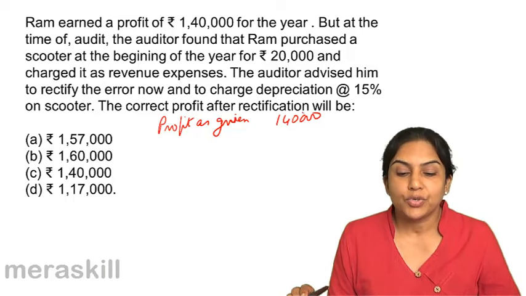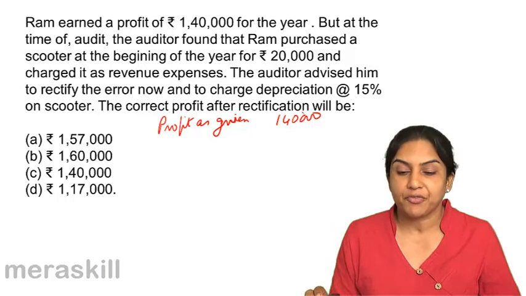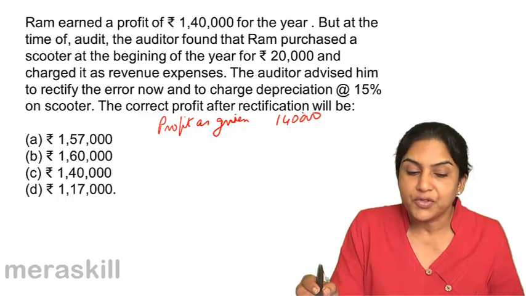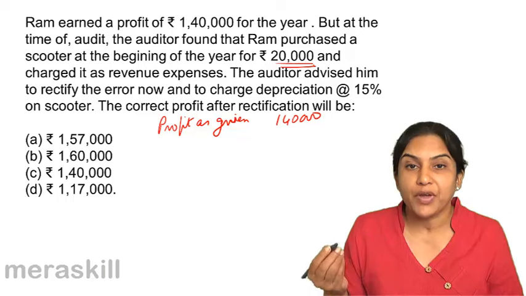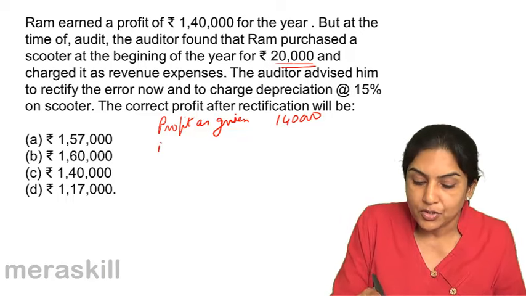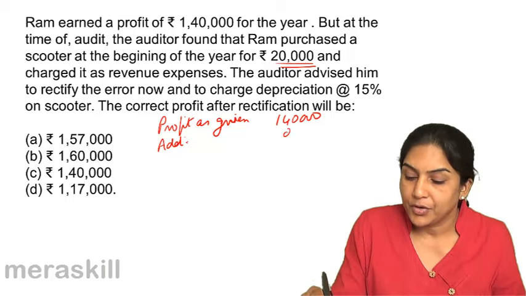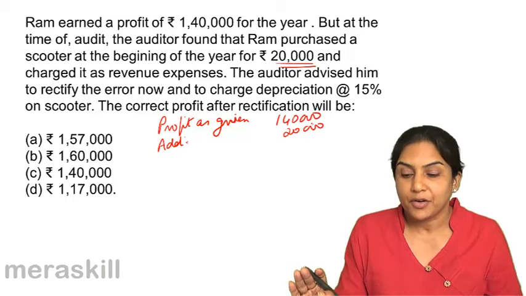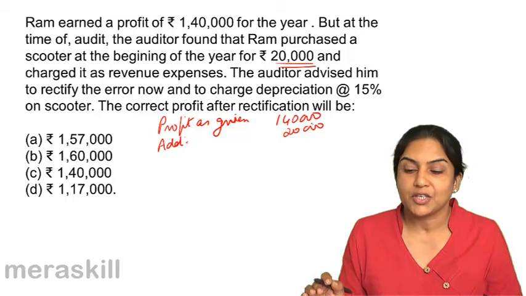So what has happened? A scooter was purchased and this was taken as an expense. Our question is the correct profit after rectification. When you rectify, you will remove this expense of 20,000. If you remove expense, profit will go up. So add 20,000. This expense is now being removed, so profit will go up by 20,000 because instead of this expense you have a scooter account.